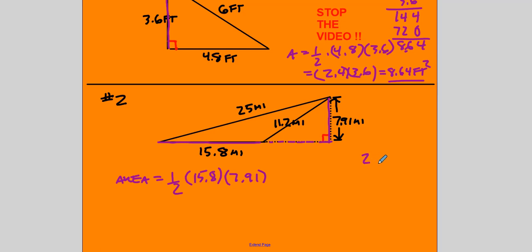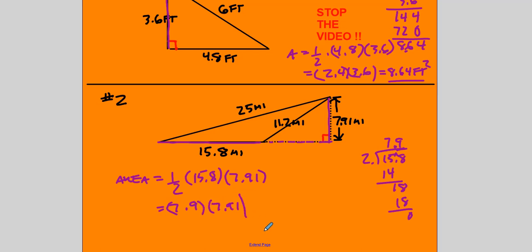So 2 goes into 15.8. Bring the decimal point straight up because it's just a whole number here. That's 2 point. 2 goes into 15 7 times. 7 times 2 is 14. Subtract, you get 18. 2 goes into 18 9 times. 9 times 2 is 18. So we get 7.9. So this is 7.9 times 7.91.